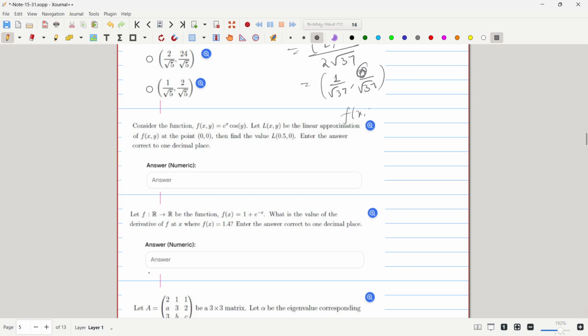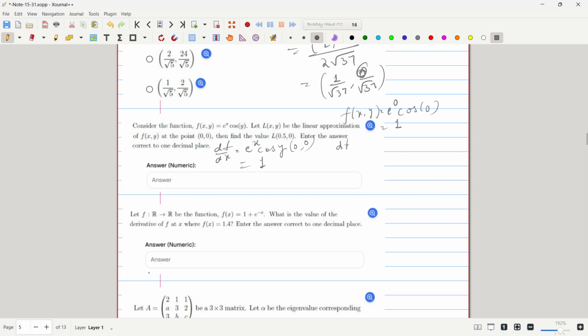So the value at (0, 0) will be e raised to the power 0 into cos 0. E raised to the power 0 is 1 and cos 0 is also 1. So this will be your 1. Okay. Then differentiate it with respect to x. Df upon dx will be e raised to the power x cos y plus 0. So e raised to the power x cos y at (0, 0). So at (0, 0) it will be your 1.